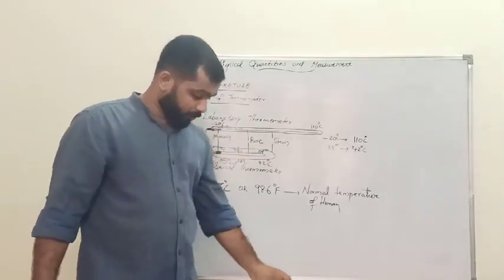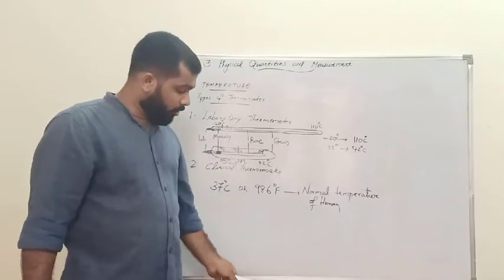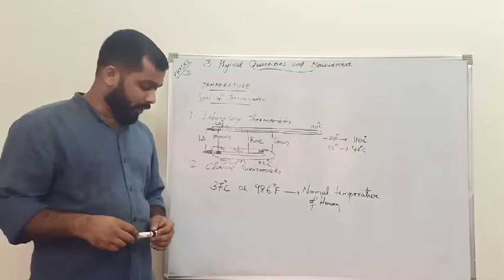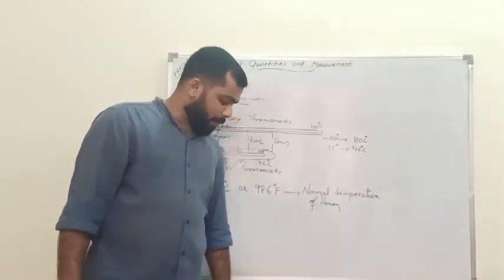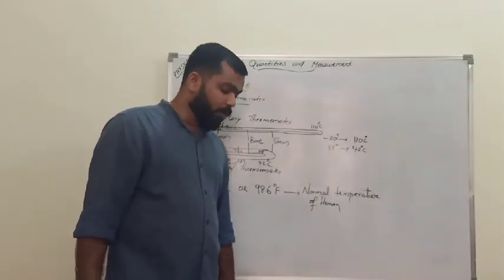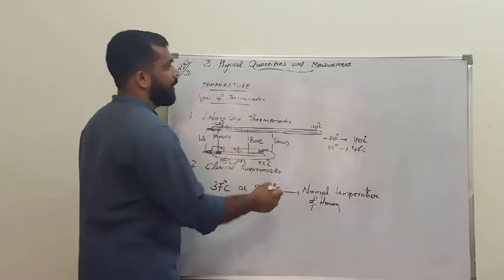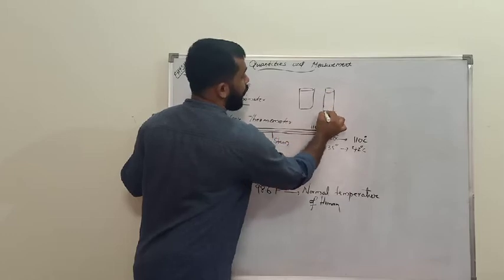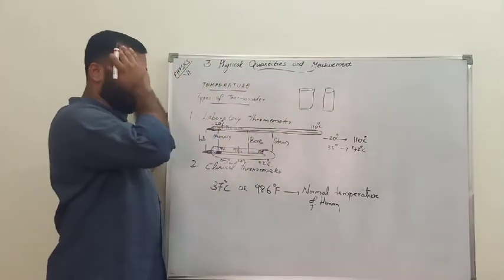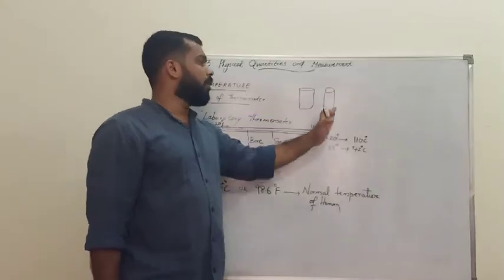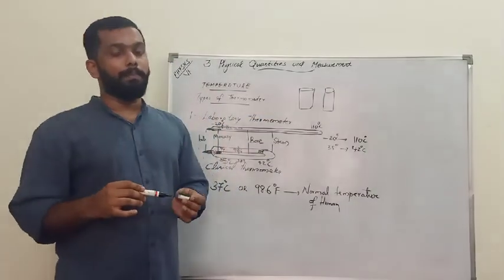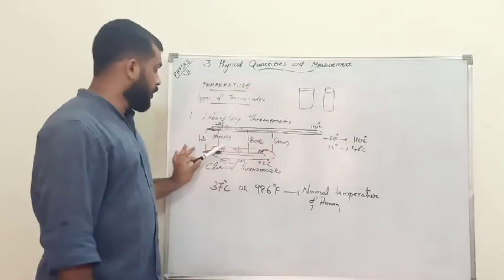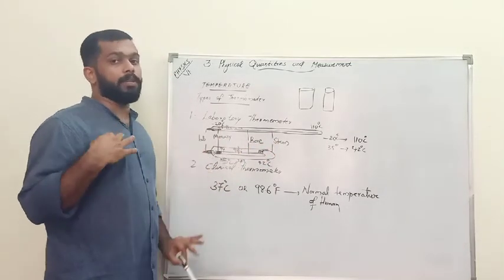Then again, there is one activity. Compare the temperature of hot water and tap water using a laboratory thermometer. So how will you compare? You will take two containers, two beakers. In one beaker you pour hot water, and in the other beaker you pour normal water, and you dip two thermometers. Keep in mind that we are using only a laboratory thermometer. The clinical thermometer is only for the measurement of the temperature of a human being.